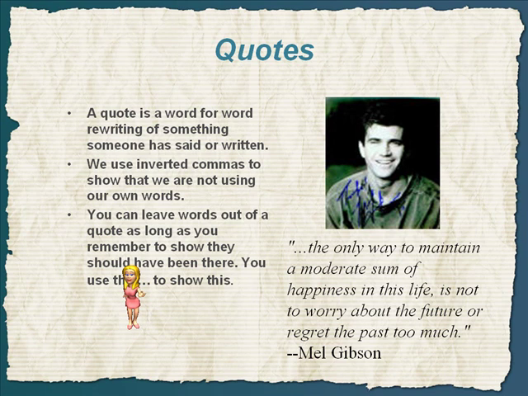Mel Gibson said, "...the only way to maintain a moderate sum of happiness in this life is not to worry about the future or regret the past too much." Notice I put it in inverted commas, and to be able to cut out the beginning of the quote, I used the 3 dots or the ellipses.